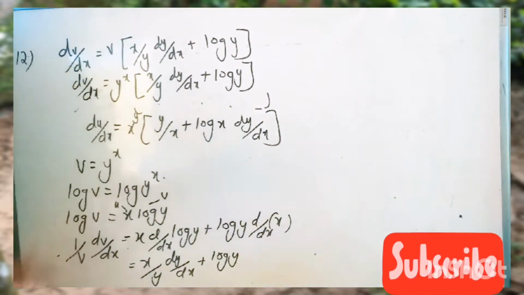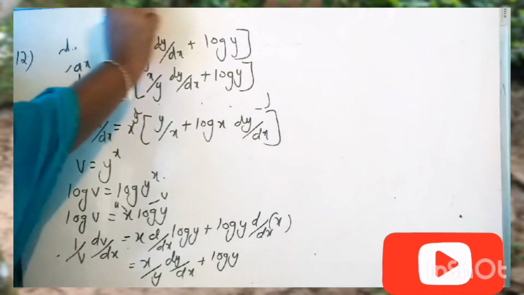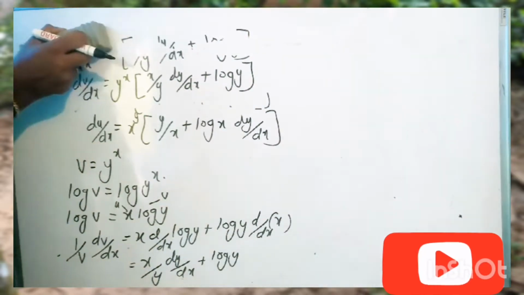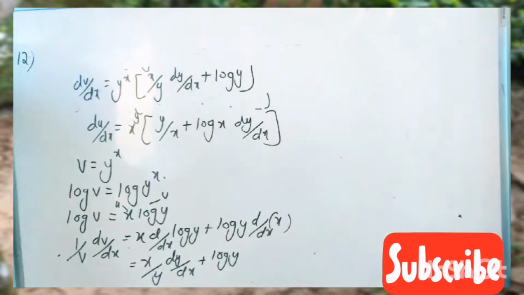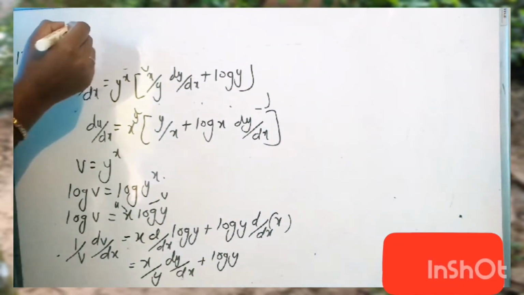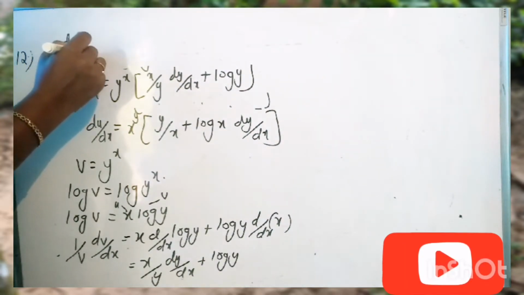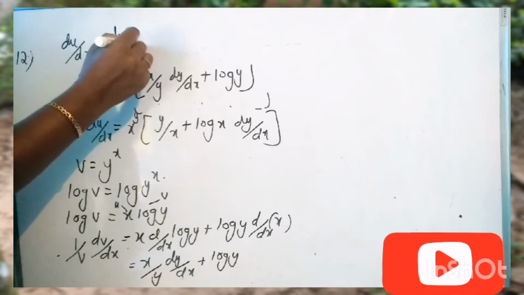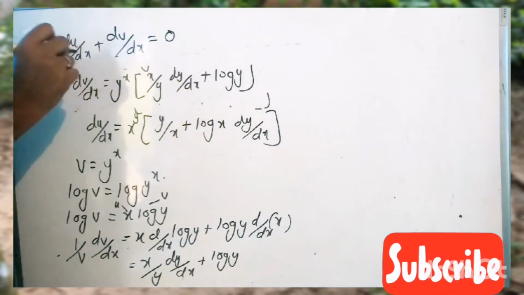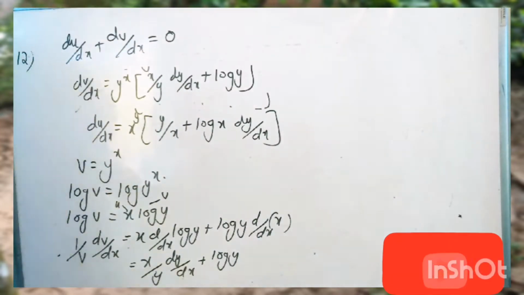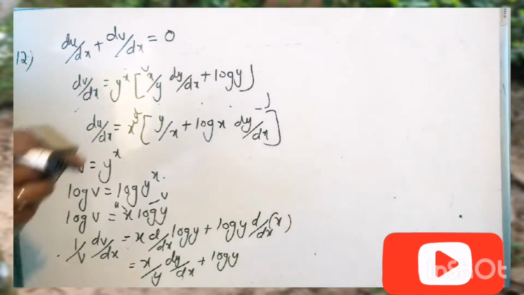So we got the derivative of u and the derivative of v. And what was our equation number 2? Equation number 2 is du by dx plus dv by dx is equal to 0. This is our equation number 2, and just put the values of du by dx and dv by dx in this.